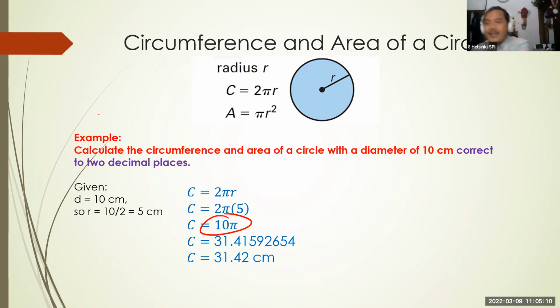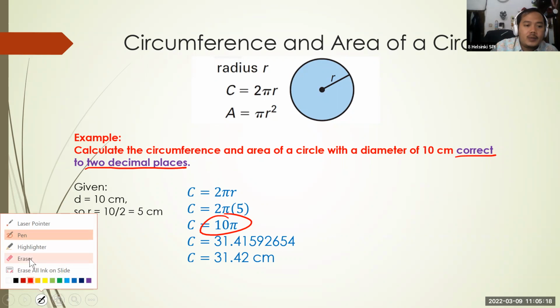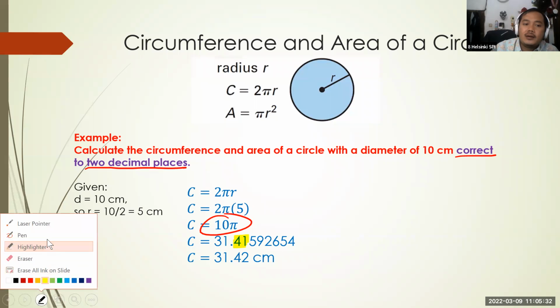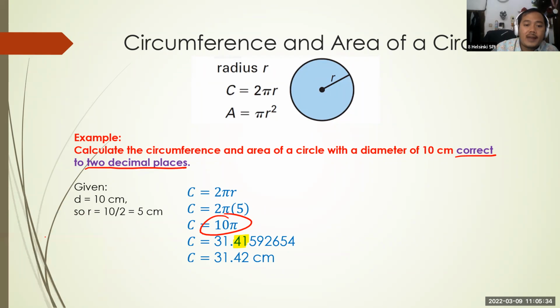And since it tells you to give the final answer correct to 2 decimal places, you take only 2 decimal numbers. Okay, I'm going to use my highlighter here. 2 decimal numbers, which are these, right? But be very careful when you take 2 decimal places here, you need to round them. You need to see the next number after those 2 decimal numbers.